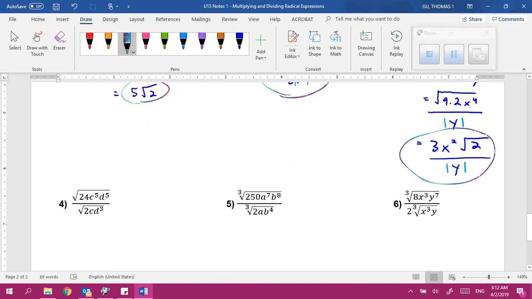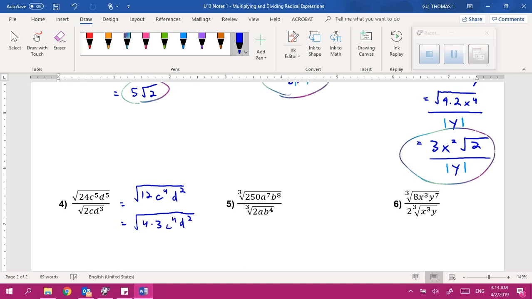Alright, number 4. Let's divide, because it has the same index. So this is going to be the same thing as the square root of 24 divided by 2 is 12. C to the 5th divided by c is c to the 4th. And d to the 5th divided by d cubed is d squared. Okay, so this should work out pretty nicely because 12 is 4 times 3. Then we have c to the 4th, d squared.